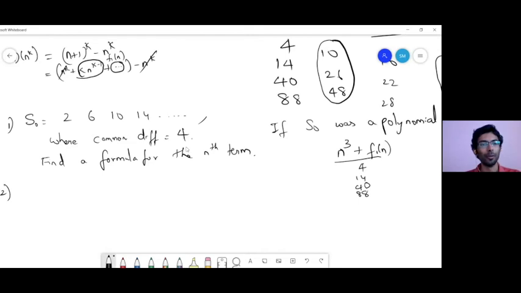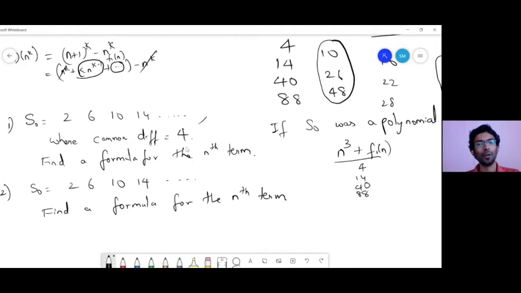Question number 2 is: consider a sequence, and find a formula for the nth term. Now, is there any difference between these two questions? For the first sequence, we can definitely say what the algebraic expression is. In the second sequence, we don't know until we see the future terms. There could be many expressions which satisfy the first 4 terms, but after that it may differ.